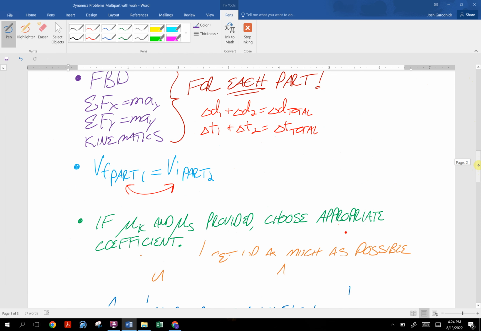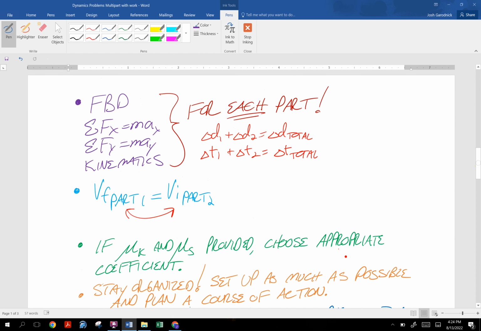All right, we have general problem solving strategy. It is a 2-part problem, so you're going to be doing FBD, forces X, forces Y, kinematics for each part. And it is worth writing, although I neglected to do so, that the distance of part 1 and 2 added together are the total, and the times for part 1 and 2 added together are the total. This can be useful. Like maybe you're given the total distance and you know the distance in part 2 and you're looking for something in part 1. Well, the key to getting it is to use this to get the distance in part 1, so you could do kinematics or whatever. So it's probably worth writing down.